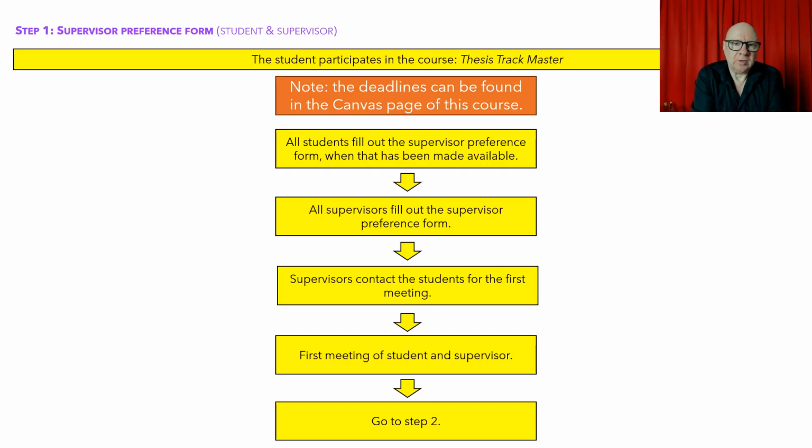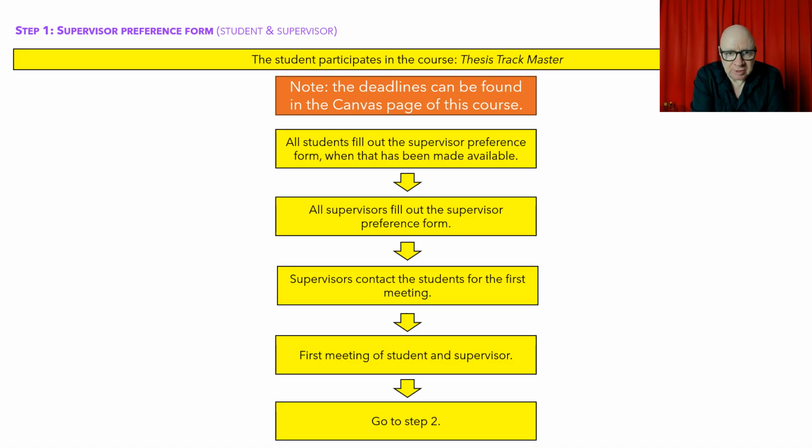To begin with, you participate in the mini course, in the Master Thesis Track course for 3 EC. You get those 3 EC if you pass the summary assignment and you pass the thesis registration form. I'll go back to that in a moment. There are a lot of deadlines. They will be posted on Canvas, those specific deadlines for your mini course, for your Master Thesis Track course.